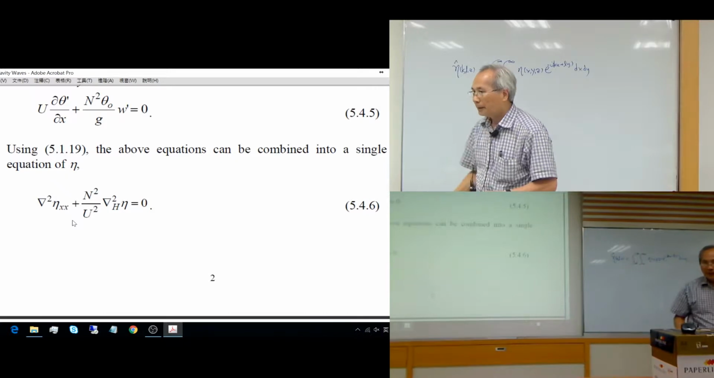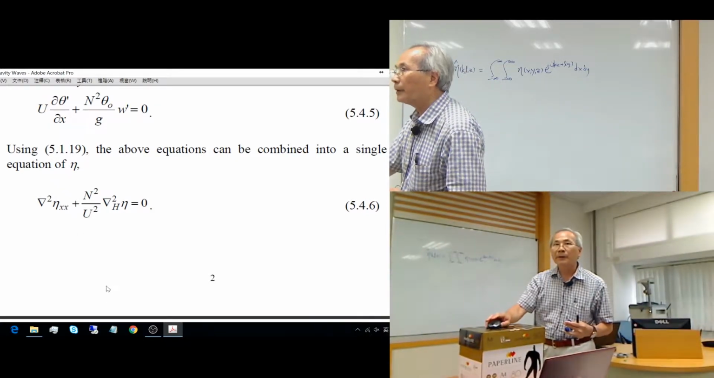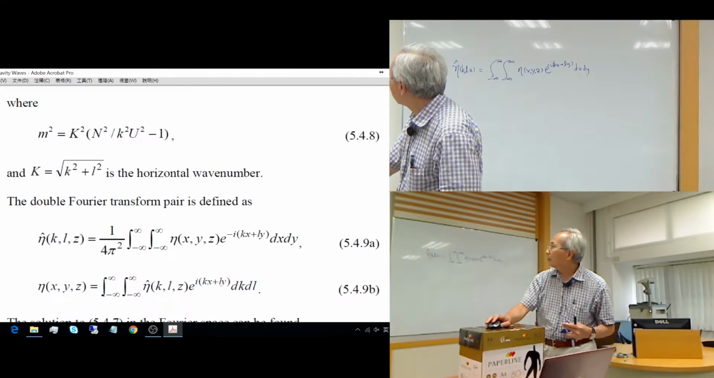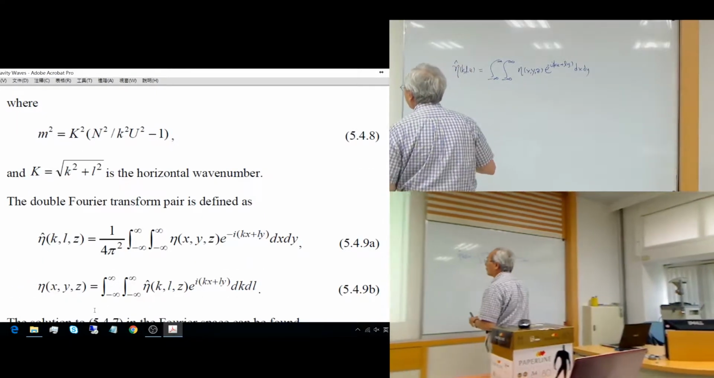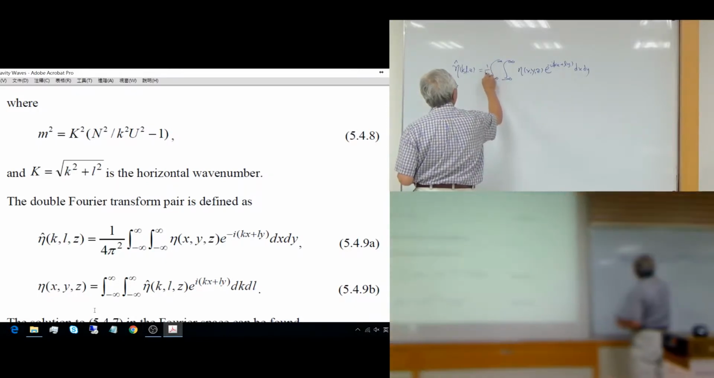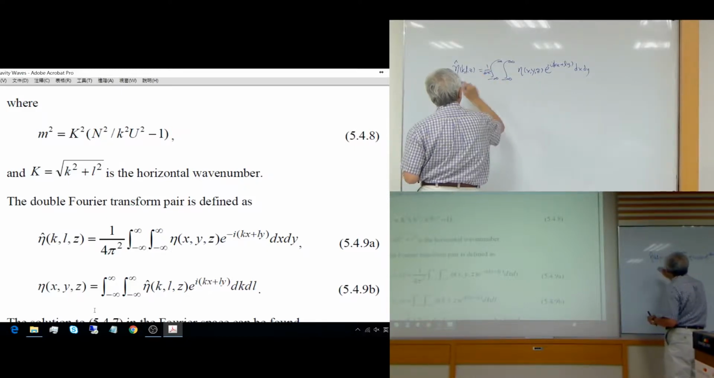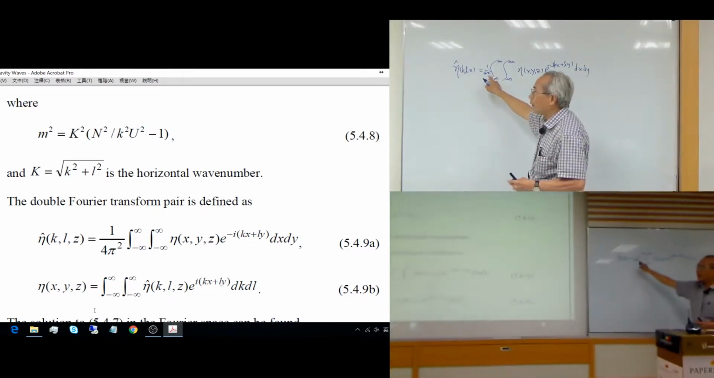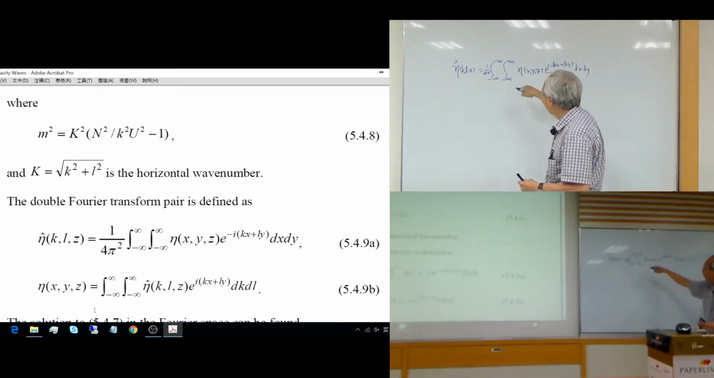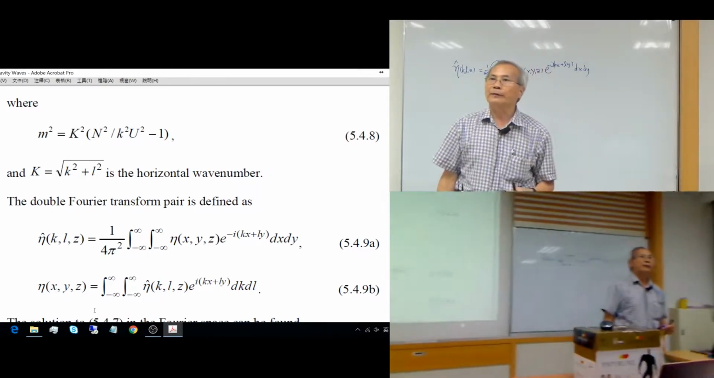Let me double check. Sometimes there are different forms of Fourier transforms. Here we use 1 over 4 pi squared. Because for one transform in x we have 1 over 2 pi, and for the other we have 1 over 2 pi. So two together will give us 1 over 4 pi squared.